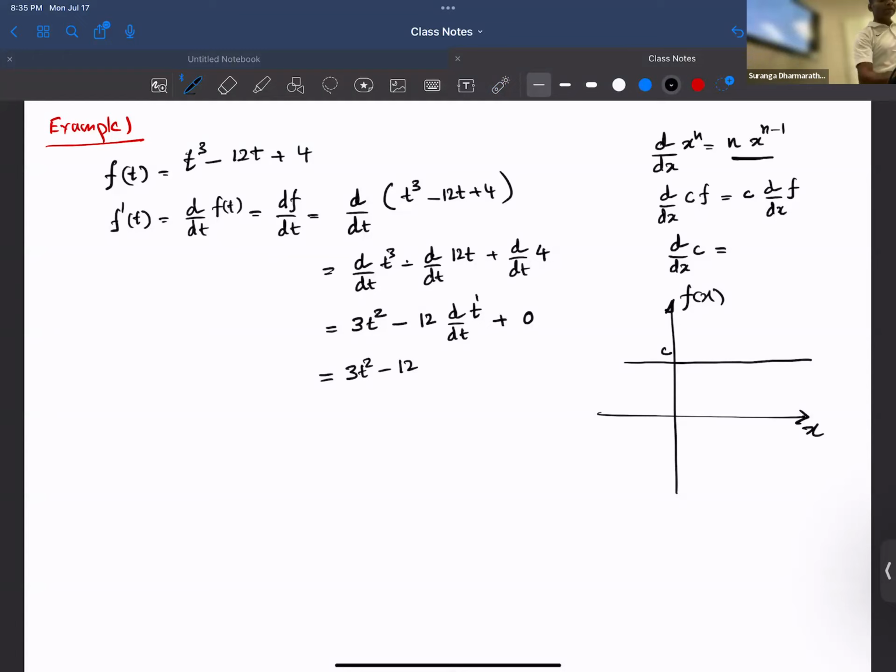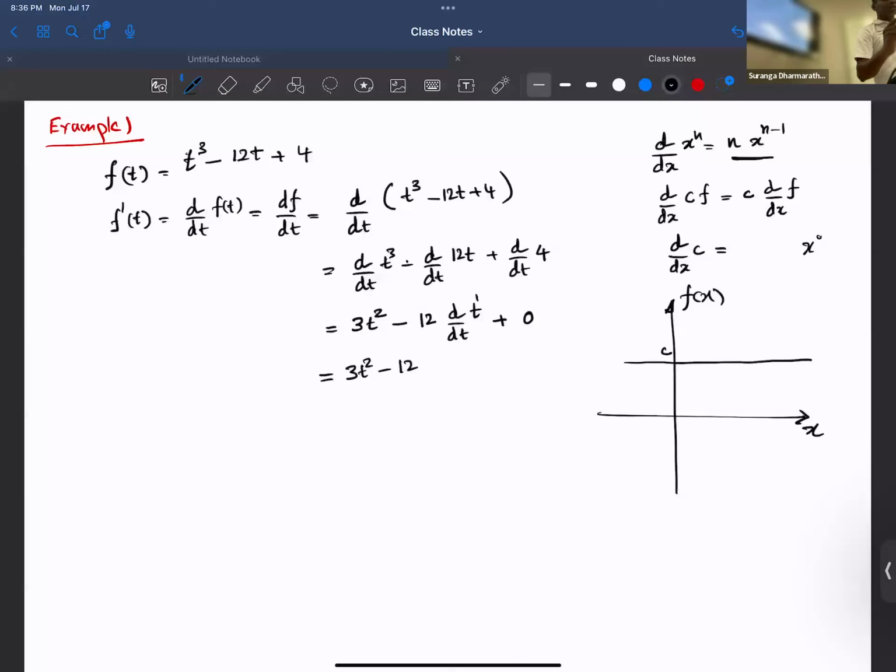So if you have t to the power 1, how do you write it? 1 times t to the power 1 minus 1. 1 minus 1 is 0. So that means t to the power 0. What is x to the power 0? 1. Power 0 of any base is 1, not 0. Very good. So you have just 12. Does that make sense?